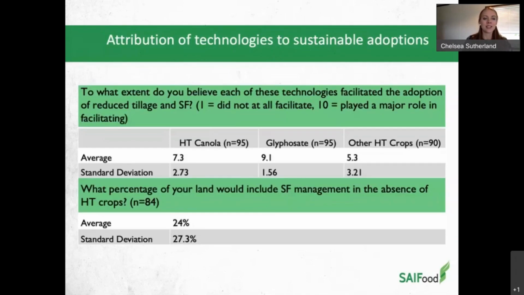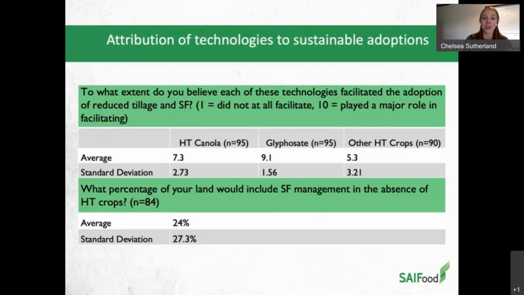So the next thing we asked farmers about was how various technologies helped them to make these adoptions on their farms. The technologies that we focused on were herbicide-tolerant canola, glyphosate, as well as other herbicide-tolerant crops. Farmers assigned these technologies a value from 1 to 10 based on how beneficial they were to their reductions in tillage and summerfallow practices.